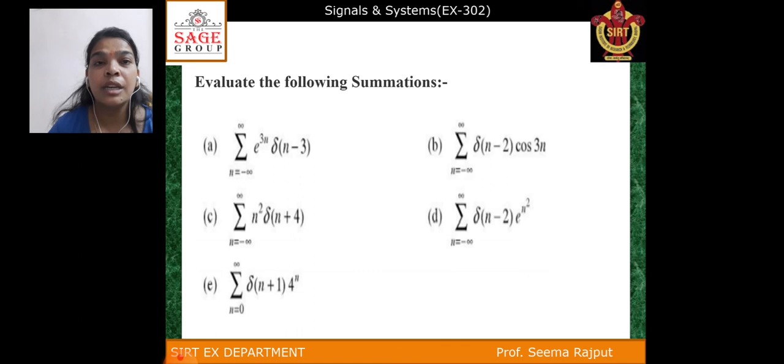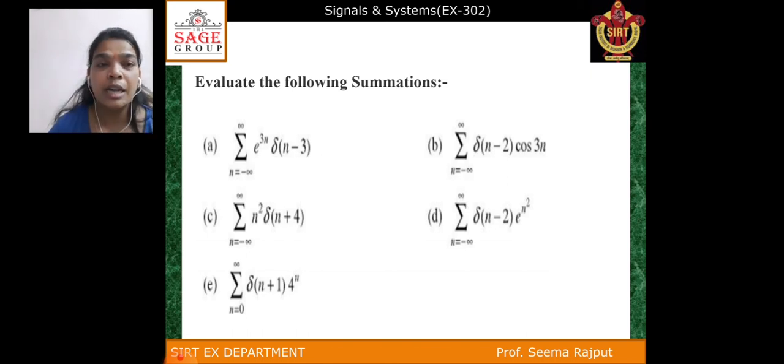Here the term is n square, so we put minus 4 in that function. The whole square of minus 4 is 16. So the answer is 16.